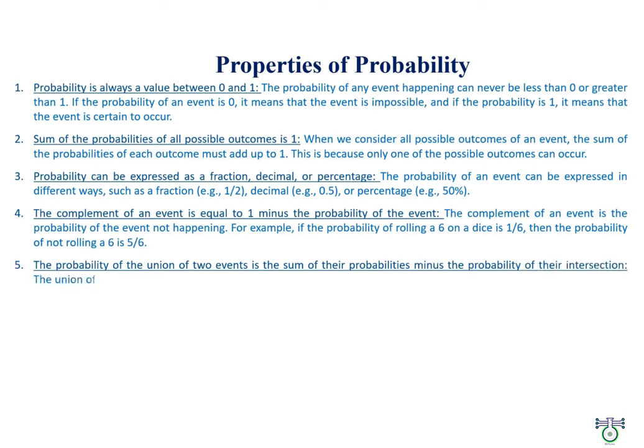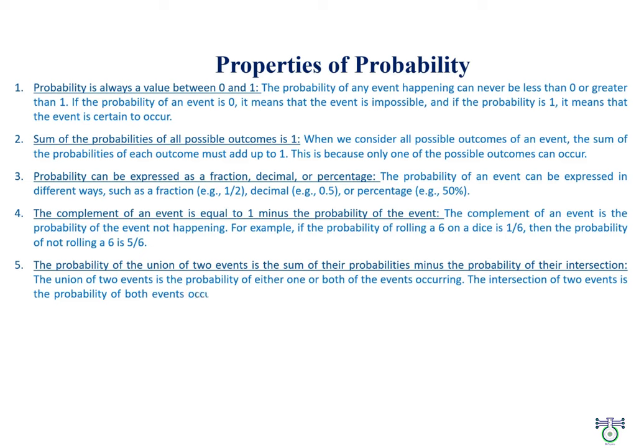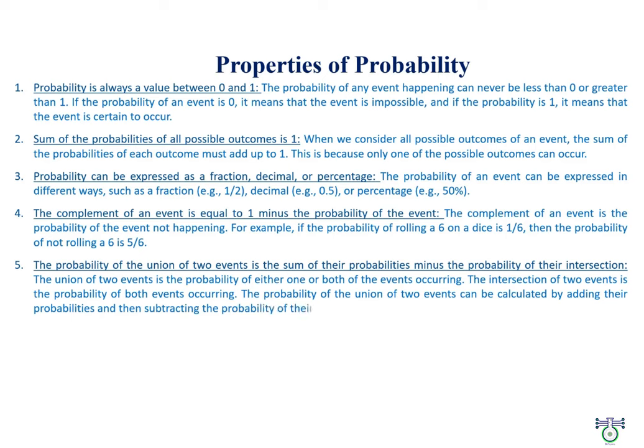5. The probability of the union of two events is the sum of their probabilities minus the probability of their intersection. Let's understand. The union of two events is the probability of either one or both of the events occurring. The intersection of two events is the probability of both events occurring. And the probability of the union of two events can be calculated by adding their probabilities and then subtracting the probability of their intersection. If you haven't understood this properly, you can go through union of sets again.